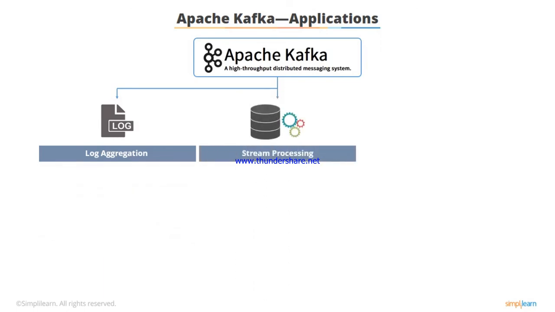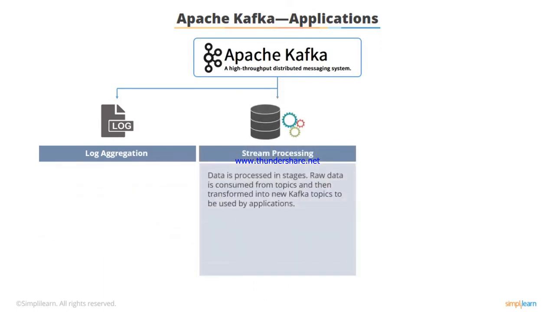Stream processing. Sometimes data is processed in stages. Raw data is consumed from topics and then transformed into new Kafka topics to be used by applications. For example, an article recommendation may crawl content from RSS feeds and publish to an articles topic, which is further processed, transformed, and published to another topic. This data may be processed again and published to another topic, and so on. Popular frameworks that implement such transformations are Storm and Samza.